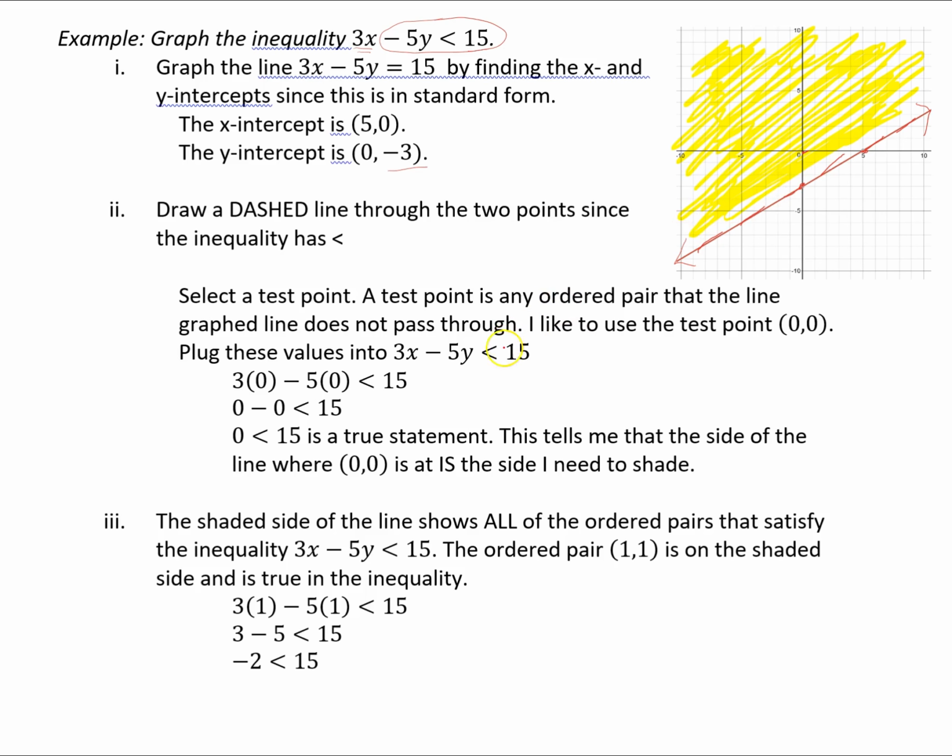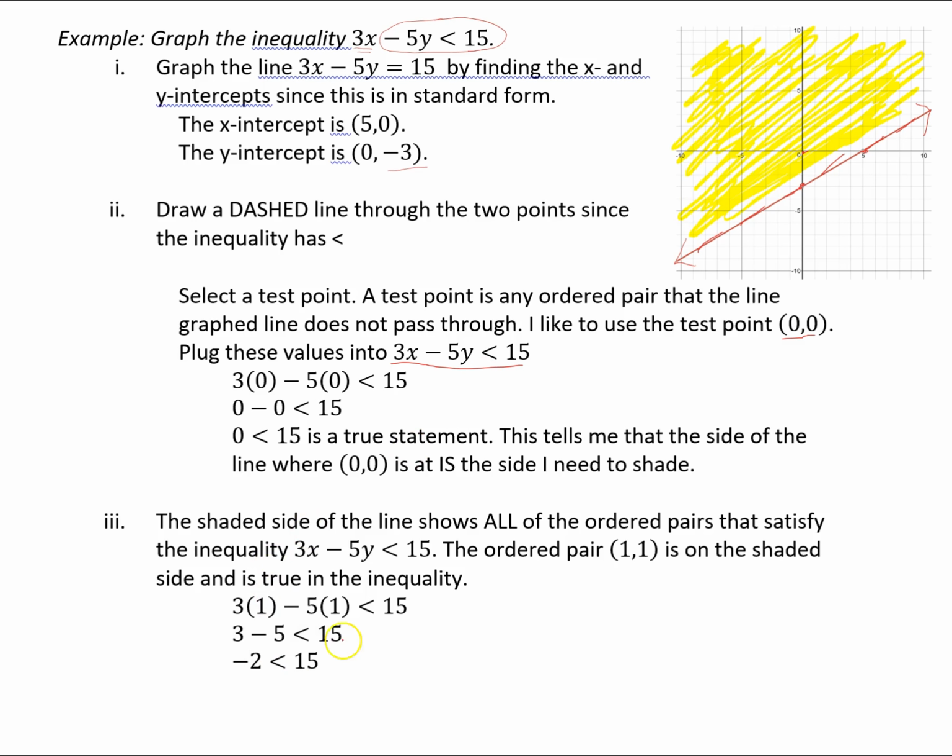Okay, now that I've selected my ordered pair as 0, 0 for my test point, I substitute that into my original inequality. I follow the order of operations and get 0 is less than 15. This is a true statement. This tells me that the side of the line where 0, 0 is at is the side that I need to shade. That's why this side is shaded in yellow, because it is the side where all the statements are true. All those ordered pairs will make the inequality true.